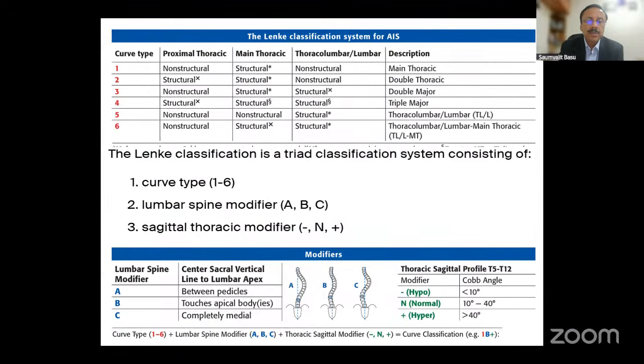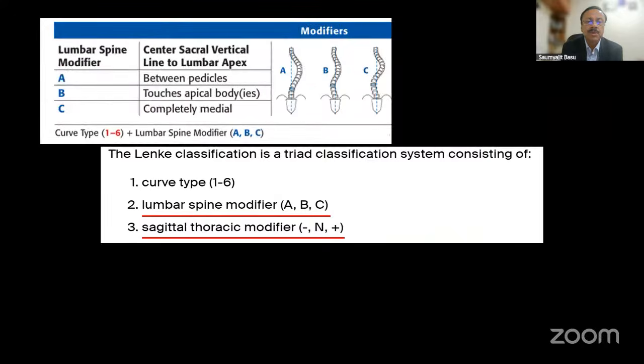The other part of the Lenke classification is something which was introduced first amongst many classification systems. That is, he made a clear understanding of the LIV based on a lumbar spine modifier. The lumbar spine curve, as you know, is very flexible, and there is where the real confusion and the controversy arises. And he developed the types A, B, and C, and the sagittal thoracic modifier as minus, N, or plus. We all know that the ABC modifier is when A is between the pedicles of the lumbar curve, of the apex of the lumbar curve.